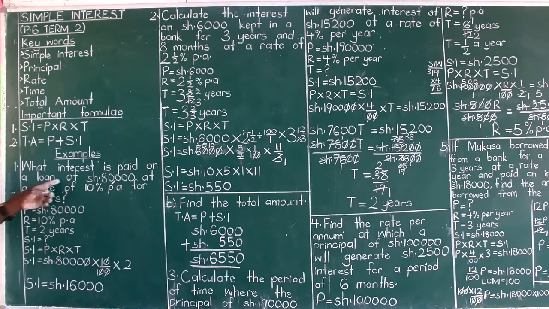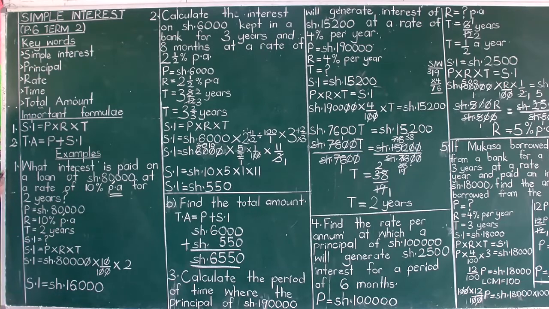But now, on a loan of 80,000 shillings, we say the amount of money one borrowed from the bank is called principal. So, principal equals 80,000 shillings. So, what you must do is to detect what each figure given serves as. Like this amount, 80,000 shillings, serves as principal. Why? It is a loan. It's the amount of money one borrowed from the bank. Then at a rate of 10% per annum. Per annum means per year, or yearly, or annually, or every year.